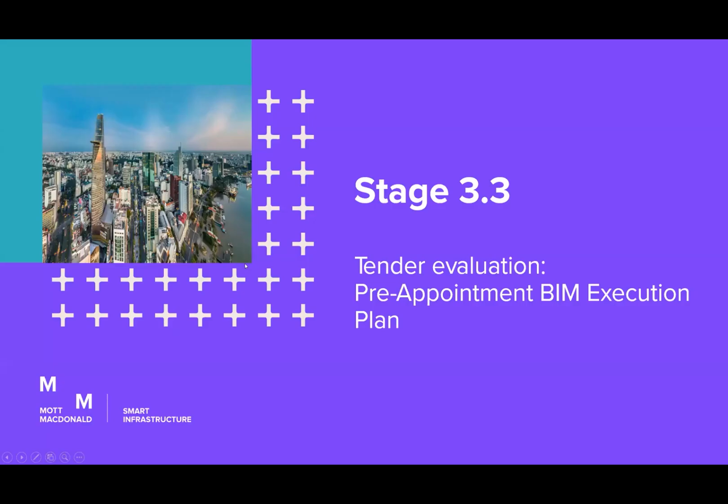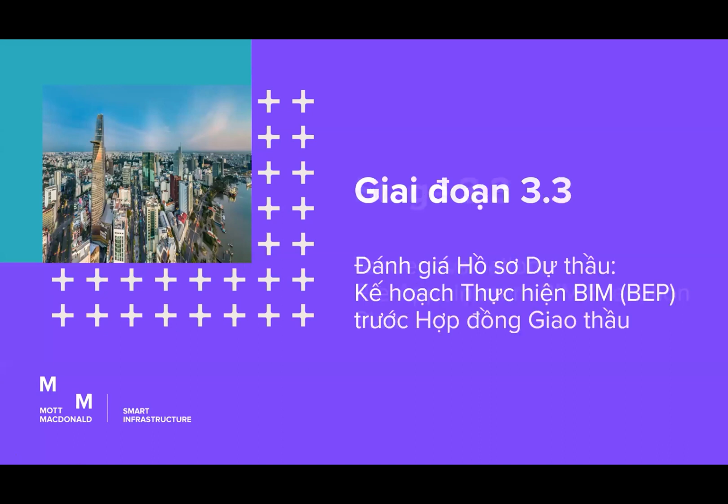Okay, so this third part is just around an approach to evaluate the execution plan. It's really only an example of how this can be done, which we will include some guidance of in the execution plan template for project managers to have a look at. But yeah, this is just one approach. And yeah, I'm not 100% sure how this ties into the way that proposals are evaluated in Vietnam. So if it's totally off the mark, I apologize in advance.